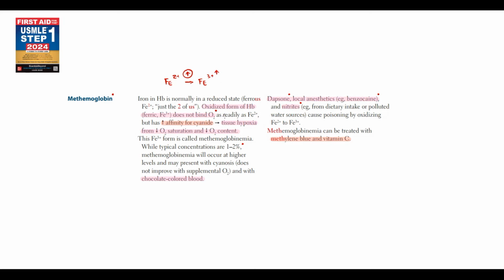And because methemoglobin cannot effectively carry oxygen to tissues, the patient will have tissue hypoxia due to the decrease in oxygen saturation and decreased total oxygen content in the blood. And also, one of the hallmarks of methemoglobinemia is chocolate-colored blood. So let's explain all these features in detail.